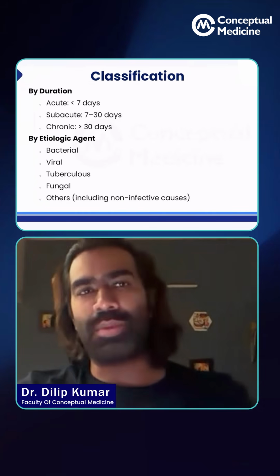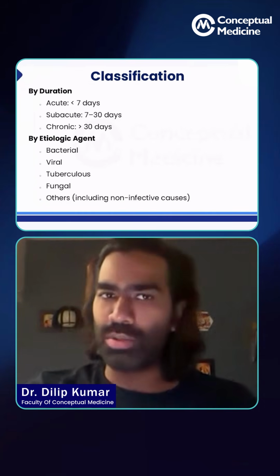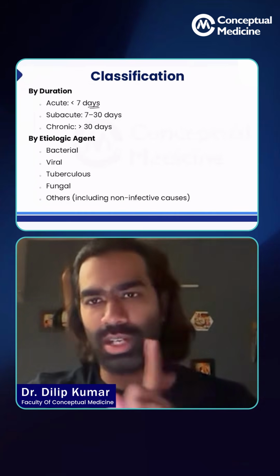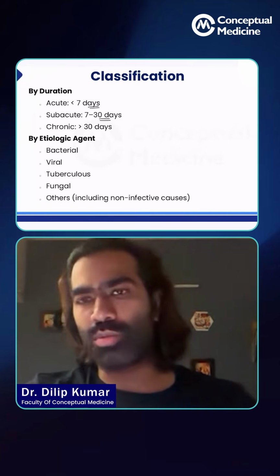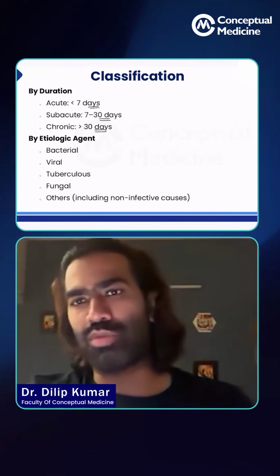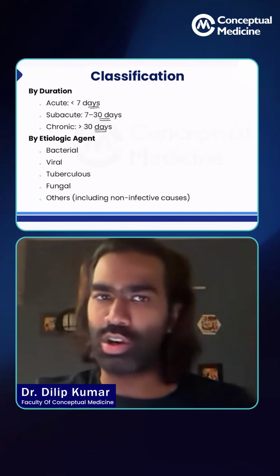And how can you classify meningitis? Meningitis can be classified as acute, subacute, or chronic. Acute means less than 1 week. Subacute means 1 to 4 weeks. And anything more than 4 weeks, or more than 1 month, we're going to call chronic meningitis.